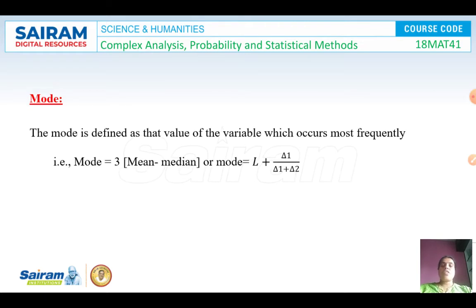The next definition which you have to know is the mode. It is defined as the value of a variable which occurs most frequently. There will be a value of a variable which is occurring again and again. You can see that value again and again for the same variable. Such a value is called the mode. So mode can be defined as 3 times the median minus 2 times the mean. Or the mode is L plus delta 1 by (delta 1 plus delta 2).